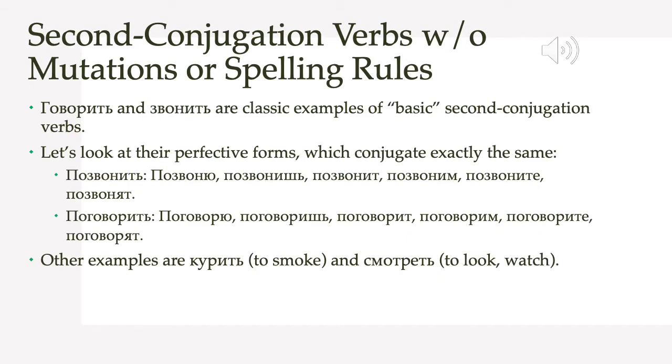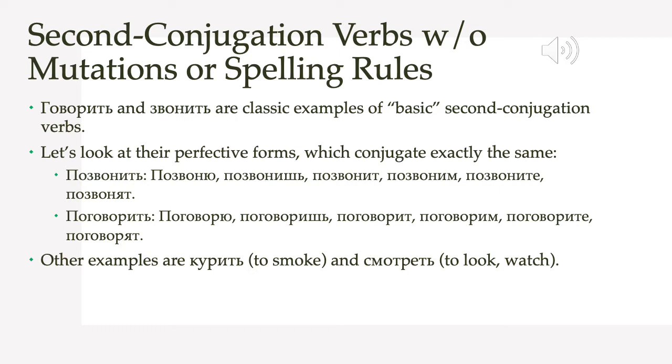Let's start with second conjugation verbs that have no mutations or spelling rules coming into effect. So these are your basic second conjugation verbs, and there's a reasonable number, but there are not actually that many of them. You're more likely in many cases to have some kind of a mutation or a spelling rule come into effect with your second conjugation verb. However, let's start with these sort of classic examples of second conjugation verbs that don't have any mutations or any spelling rules in effect. And normally the examples of those kind of verbs are говорить, to speak, and звонить, to call.